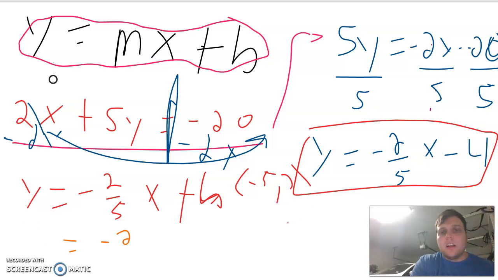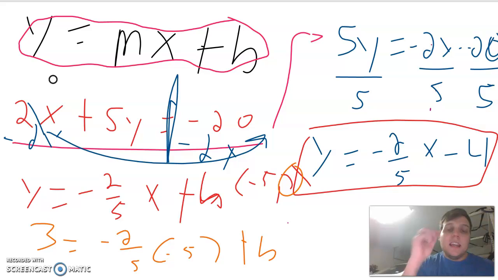Do you remember over here? I couldn't write it very well. I'm not the best at this at the moment, but this is a 3. So we're going to say 3 equals negative 2/5, and then they gave me a negative 5 for x, so I plugged that in, plus b. I'm doing this so that I can solve for b.